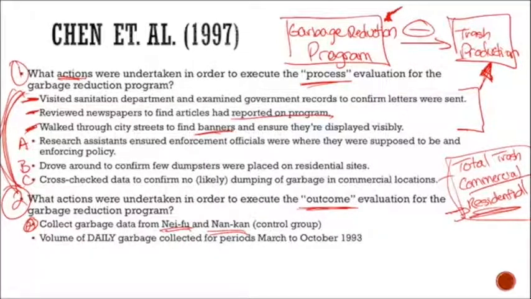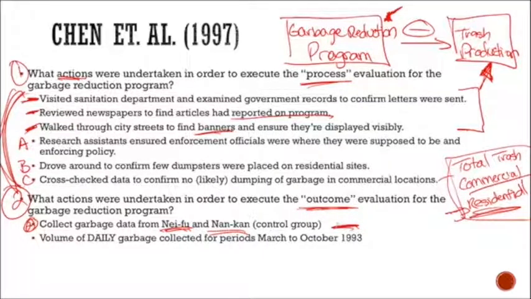We'll talk later in the semester about control groups, but there are really two purposes for this. If there are general trash reductions across the whole region, not just the city of Nifu, then we'd expect Nankan, which is right next door, to see a similar reduction. So that information is useful to determine if the program itself is achieving the outcomes it wants.